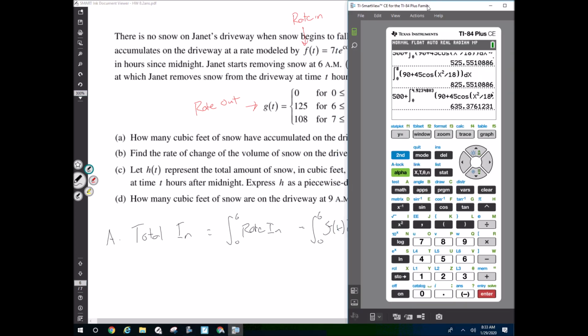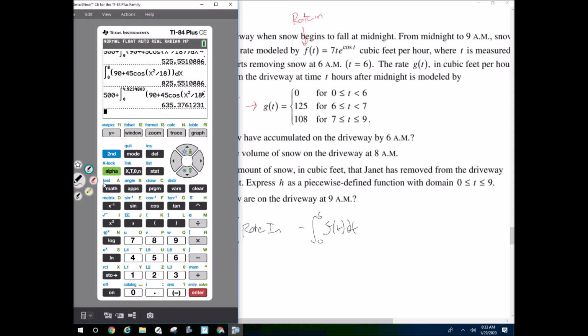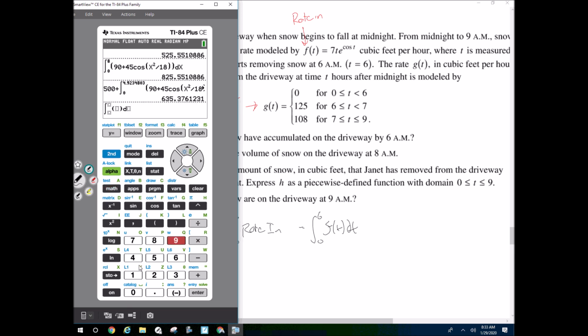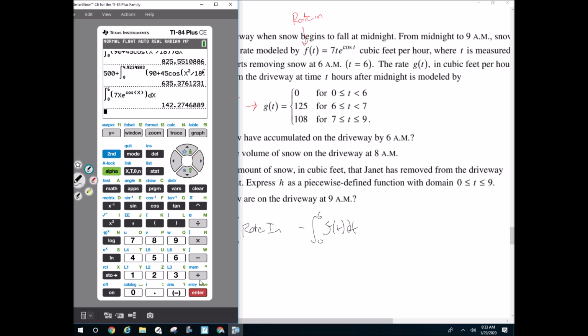Using my calculator, math 9, integral from 0 to 6 of 7t e to the cosine t. 142.274 cubic feet.